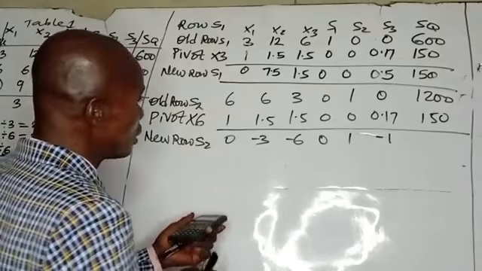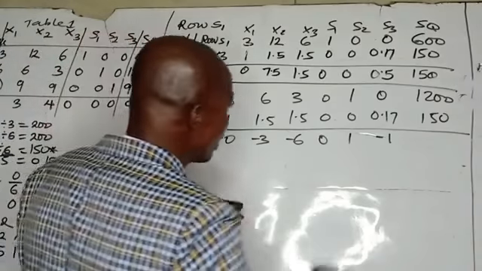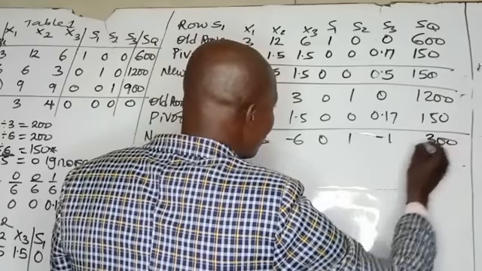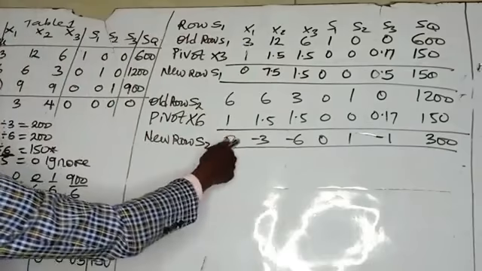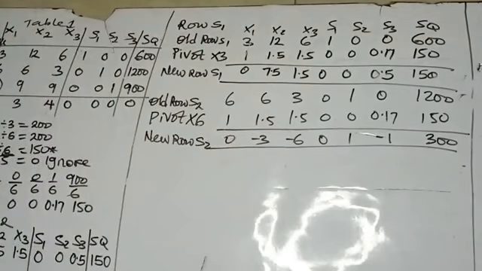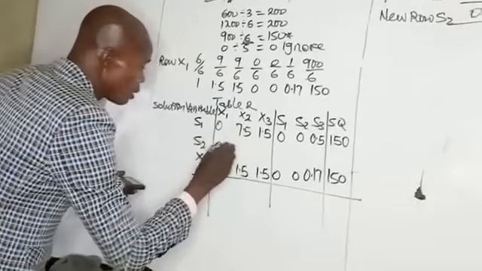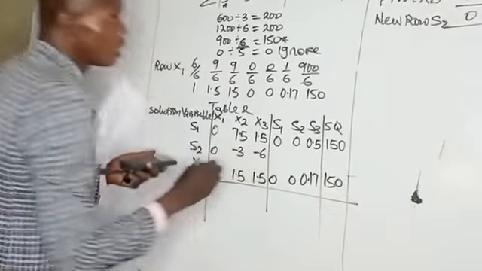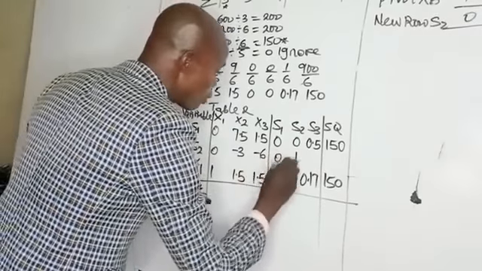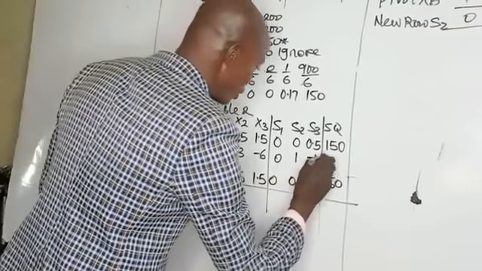That gave us 900. Subtract 900 from 1,200. You'll be left with 300. So here you have 300. This is the new row S2. So we have 0, minus 3, minus 6, 0, 1, minus 1, and 300.